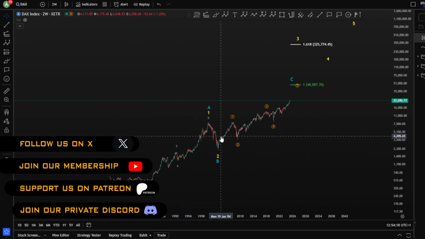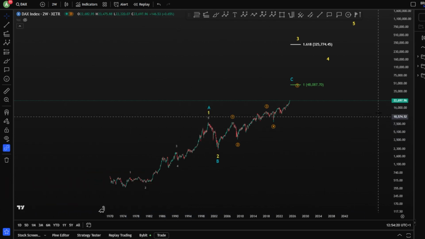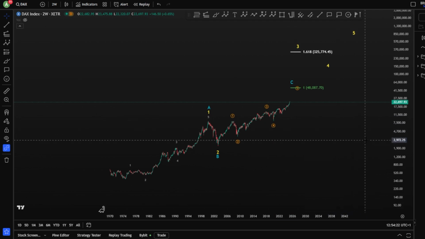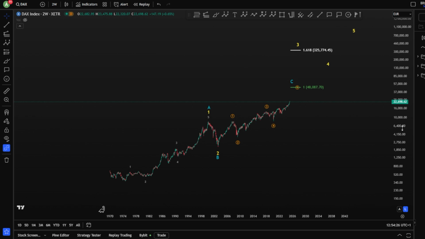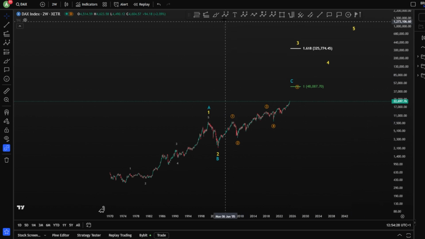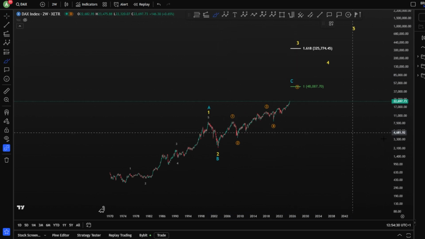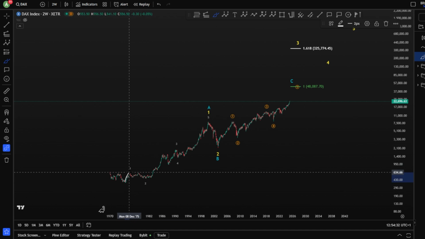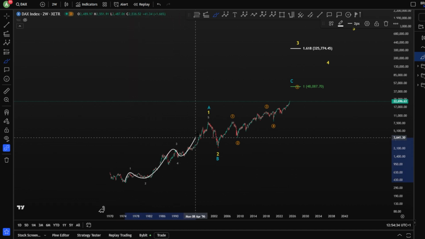And of course, this is a special request for Giovanni, and I'm very interested in it as well, to see where we are heading in this chaos with global markets. So on the DAX, we are looking at the following count right now. We have, of course, a wave 1, 2, 3, 4, and a 5.